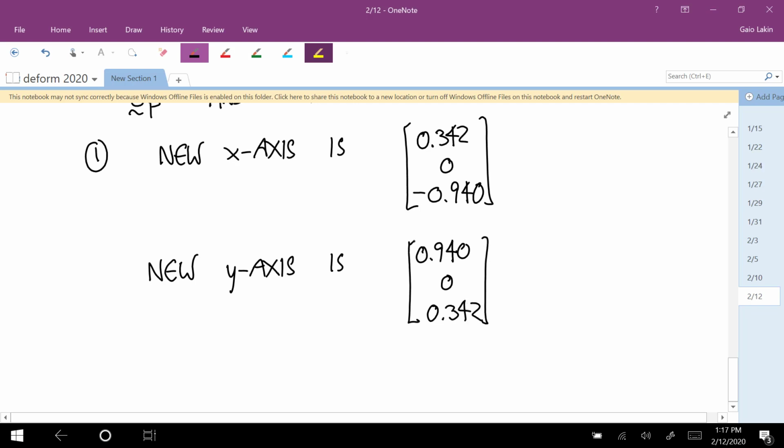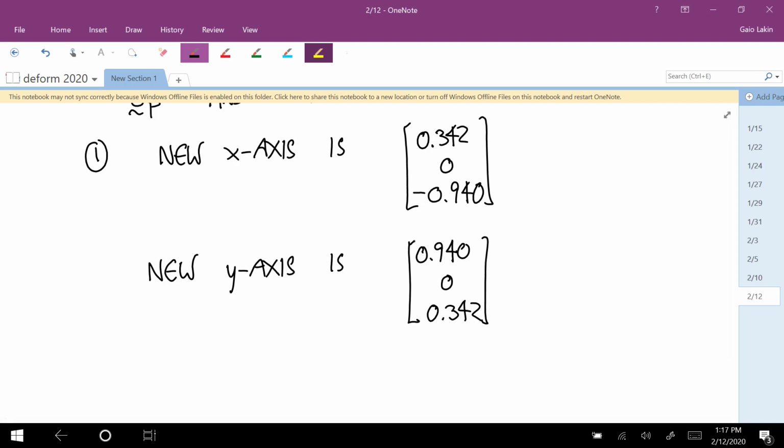You can check and see if those are perpendicular to each other with a dot product or something. Dot product between those needs to be 0. So now, what does that mean that the z-axis is? The coordinate system has to satisfy right-hand rule requirements. Okay, x cross y has to be equal to z.